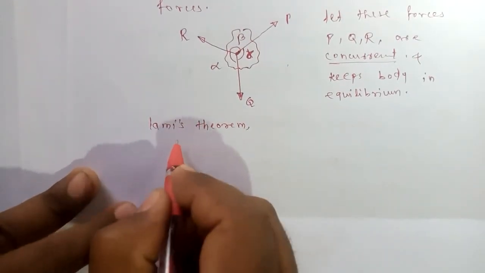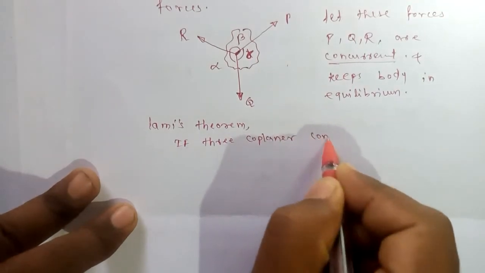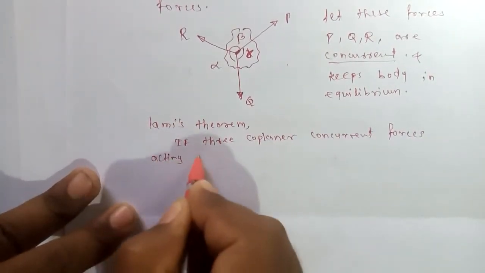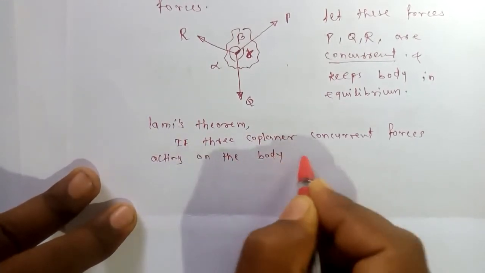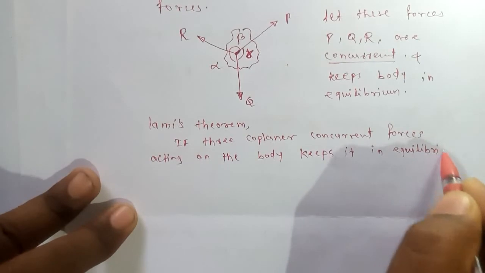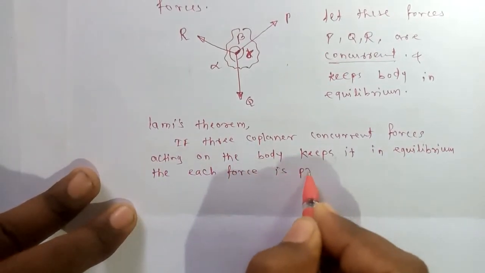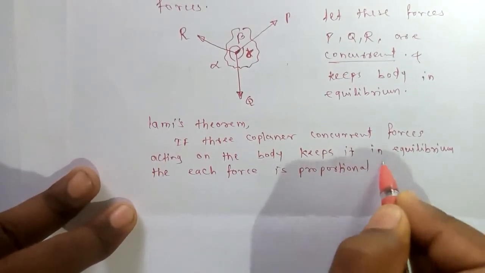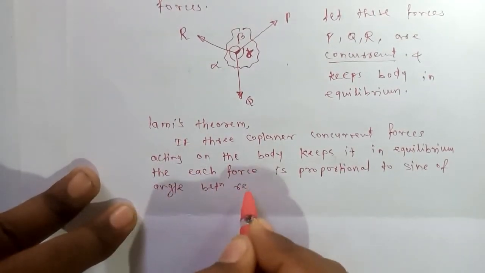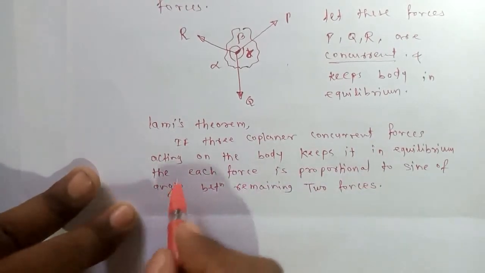What Lami's theorem states is that if three coplanar concurrent forces acting on a body keep it in equilibrium, then each force is proportional to the sine of the angle between the remaining two forces. So this is Lami's theorem.